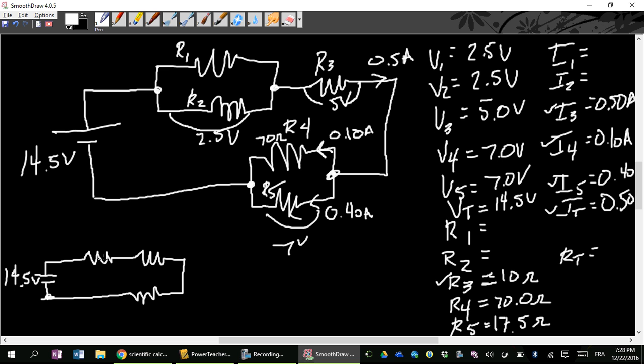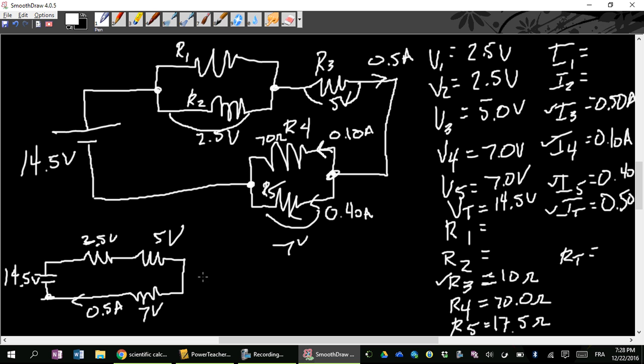volts. We know there's a drop of 2.5 volts here. We know there's a drop of 5 volts here. We know there's a drop of 7 volts here. It's 2.5. And we know IT. That's the big thing. We know that's 0.5 amps.